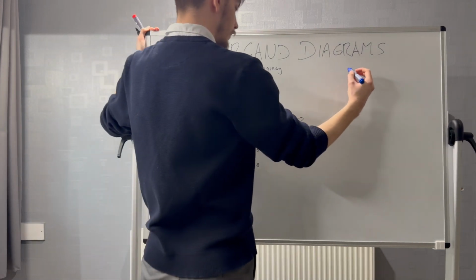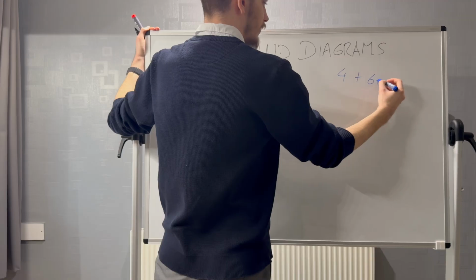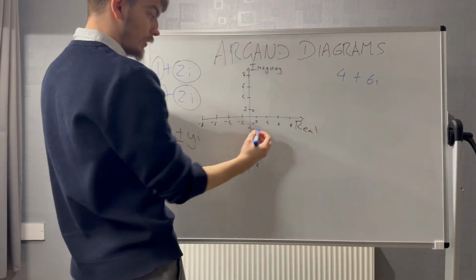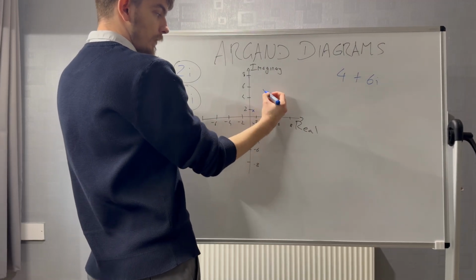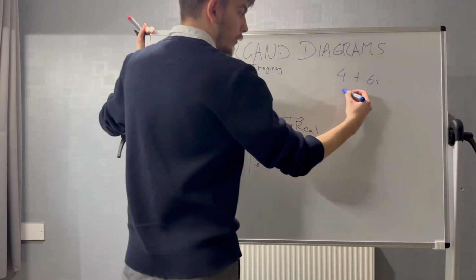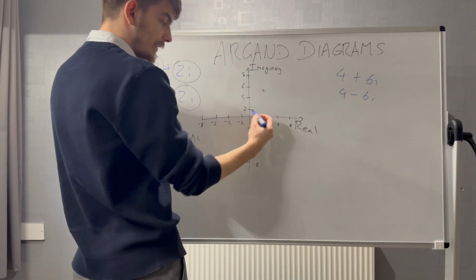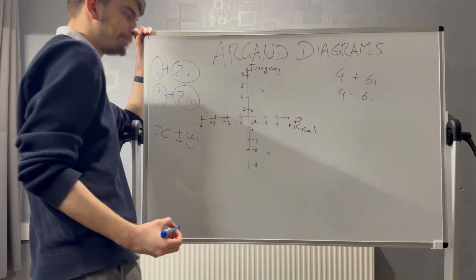Another example. 4 plus 6i. 4 on the real, 6 on the imaginary. If I wanted to conjugate that, 4 minus 6i would be down here.